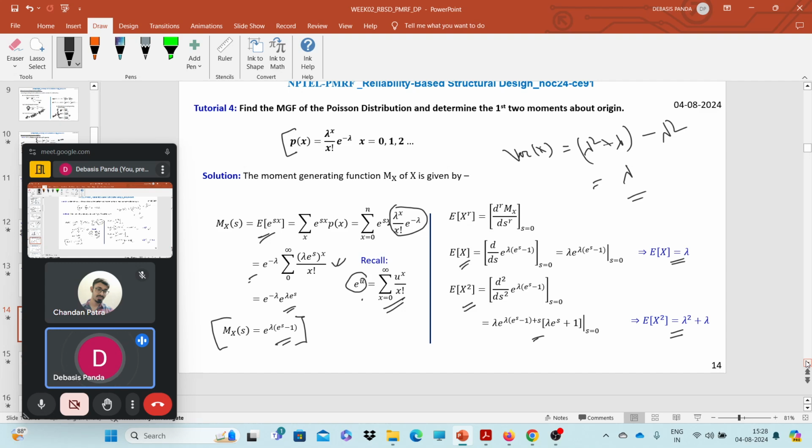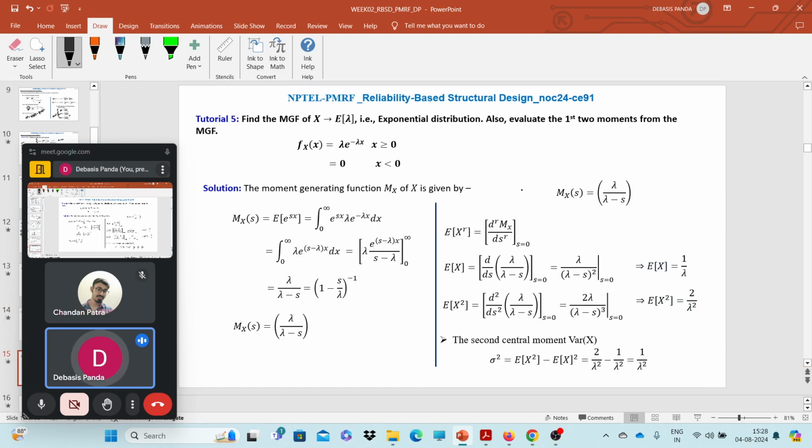Now let's quickly go through the exponential distribution. From the exponential distribution, a question may be asked. What do you know about the exponential distribution? The exponential distribution follows this probability density function: f of x equals lambda e to the power minus lambda x for x greater than or equal to 0, and it will be 0 for x less than 0.